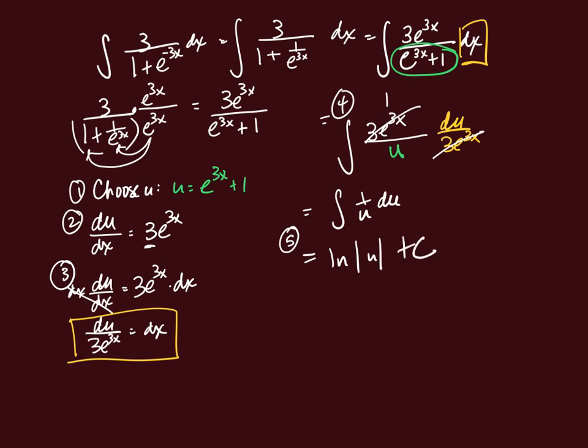And then last but not least, I'm going to substitute back in for my variable. Substitute out u and substitute back in e to the 3x plus 1. And e to the 3x plus 1 is always positive, so you can leave off the absolute values if you want, but it's not wrong to leave them in. There we go. So I had to do a little bit of manipulating first in order to get this one to work, but it finally did.